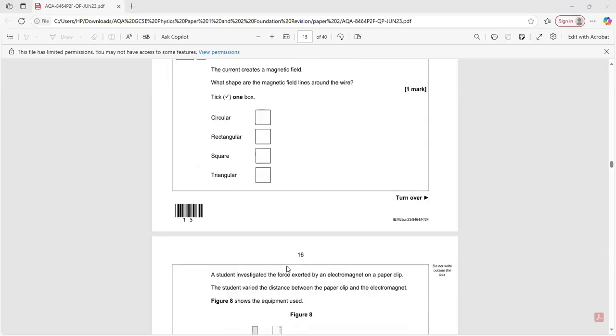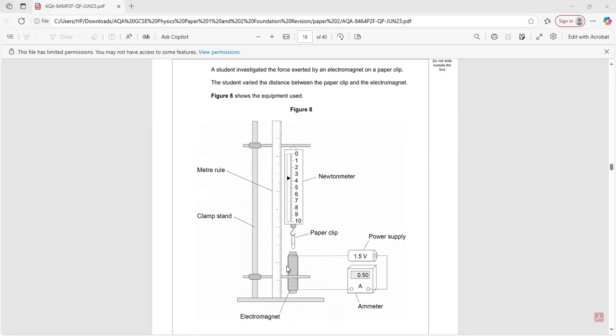So it's circular. The next question is something that deals with an experiment. It says the students investigated the force exerted by an electromagnet on a paper clip. Okay, paper clip. The student varied the distance between the paper clip and the electromagnet.